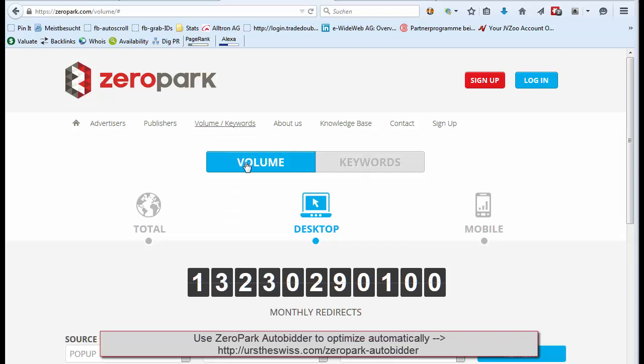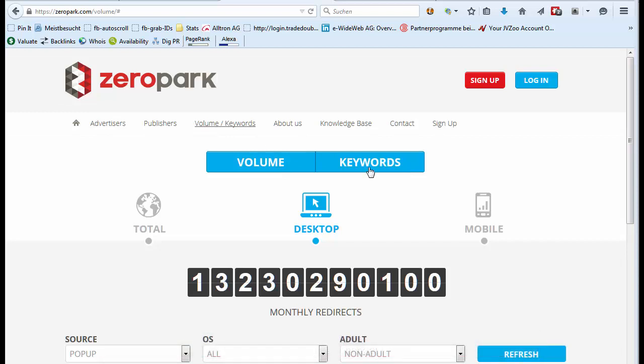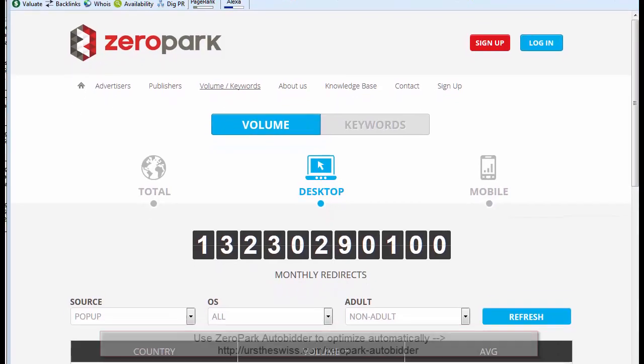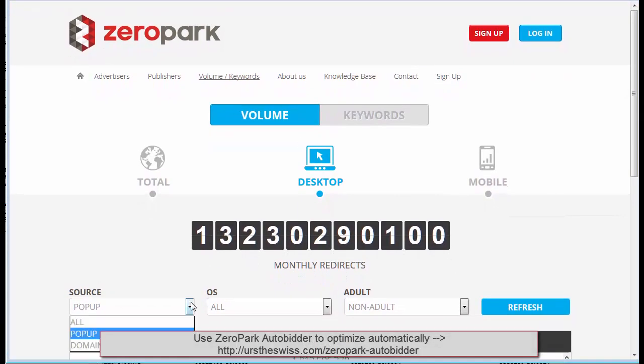We can select between traffic for finding out the volume and for traffic finding out about keywords. I can filter for total traffic, only desktop traffic or mobile traffic, and further on I can filter for pop-up traffic or for domain traffic, and I can filter non-adult and adult traffic.